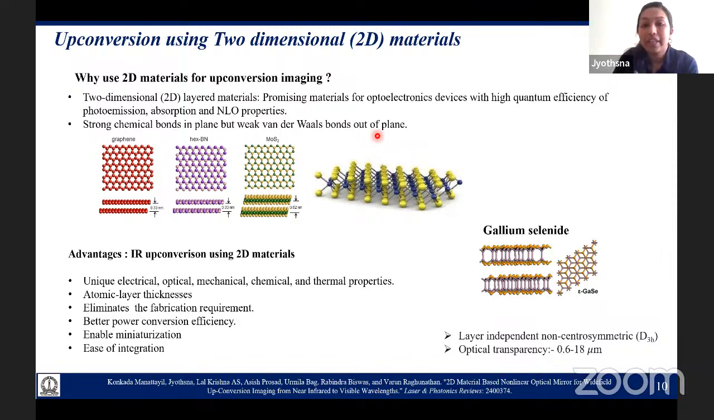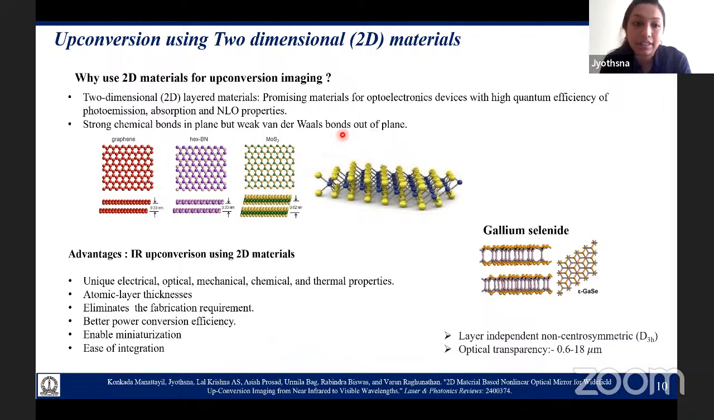And very importantly, they have very high nonlinear response, and their atomic layer thickness is very small, less than a few microns, which makes the entire imaging system much more compact, similar to that of a metasurface. But they provide a better power conversion efficiency compared to metasurface because they are uniform and there is no complex fabrication process required. You can easily exfoliate these onto the structure and get a very uniform region for imaging purposes. And most importantly, they can be easily integrated into any existing imaging system.